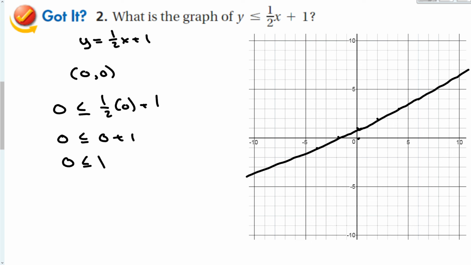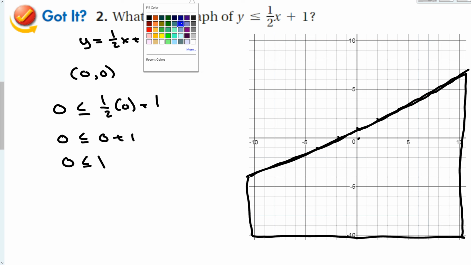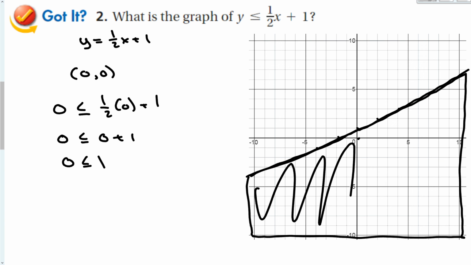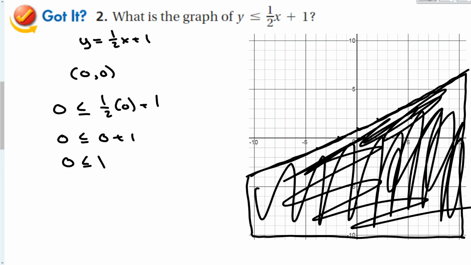Okay, so I'm going to shade. I'm going to use my little Smart Notebook tools here. I'm going to shade this whole region. And let's shade it blue. Didn't work. Oh well. Okay, we're going to shade this whole region right here as my answer, my half plane.